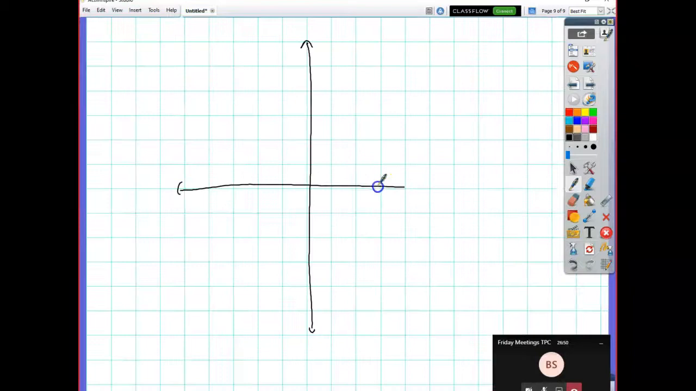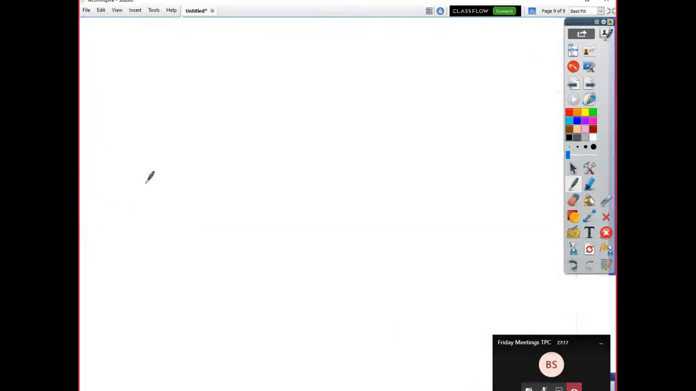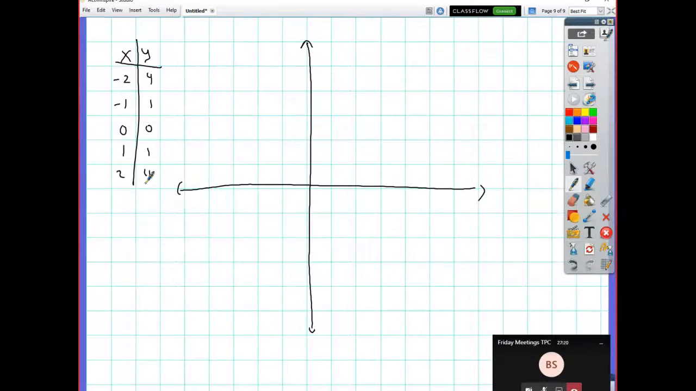Now, one way we can cheat is we can use Mr. Belotti's numbers. Mr. Belotti said that x and y, and this is -2, that's 4, -1 is 1, 0 is 0, 1 is 1, and 2 is 4. Didn't we just switch where the x and y are? Mr. Sussman? Didn't we switch where the x and y are? Right? Yeah. And so this is an inverse, is it not?